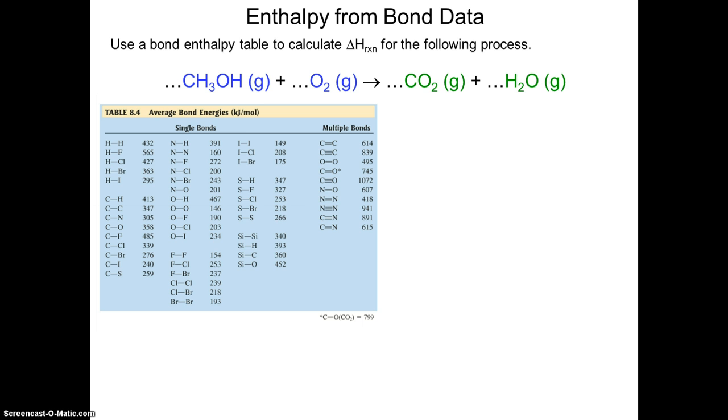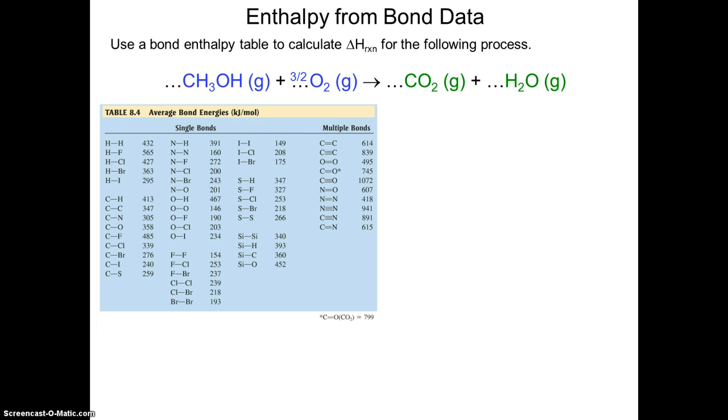So here's a sample question. We're looking at the burning of methanol in oxygen to form CO2 and H2O. Notice these are all in the gas state. Like we said, bond enthalpy data is only relevant in the gas state. And we have a table of average bond energies in kilojoules per mole that's come from your textbook. So essentially the values in this table represent the energy needed to break or dissociate elements that are sharing electrons.